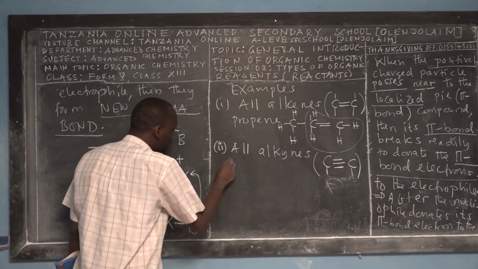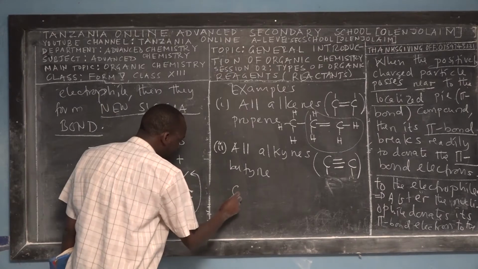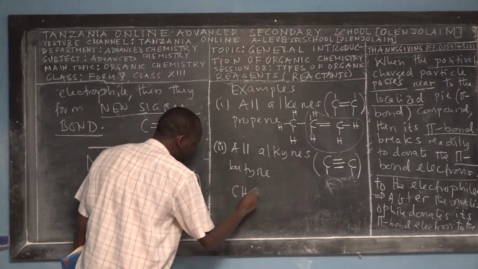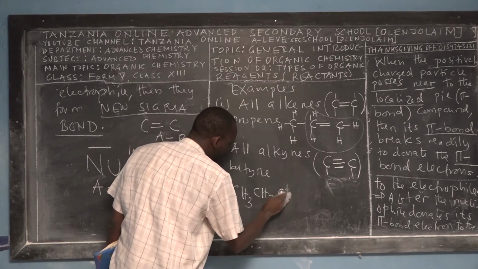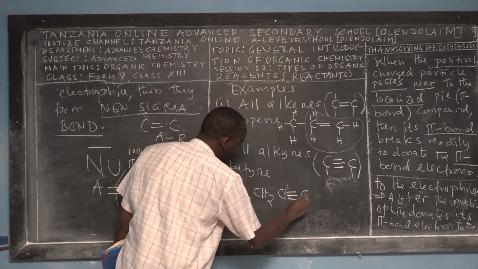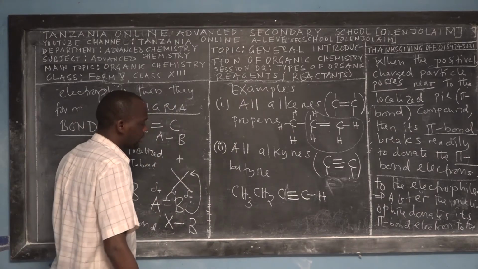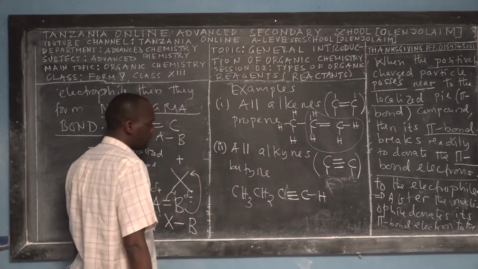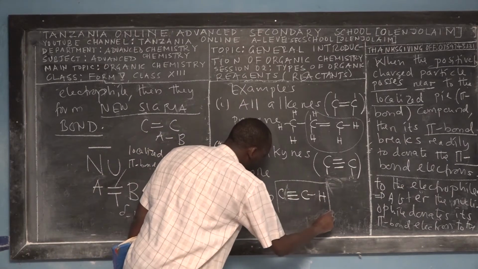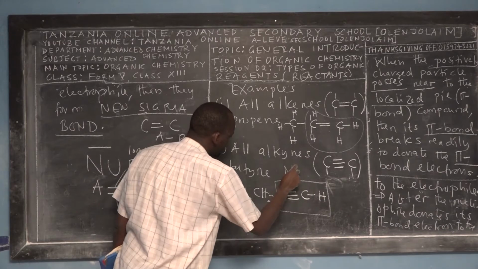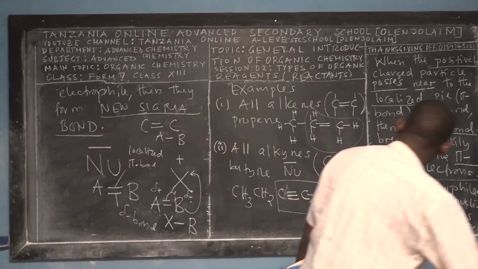For example, also, we can say butane. So if we write the structure for the butane, just for the purpose of understanding this, we have something like this one. So this is our structure, right? So the point where the nucleophilic property will act is here, regardless of the length of that organic compound.